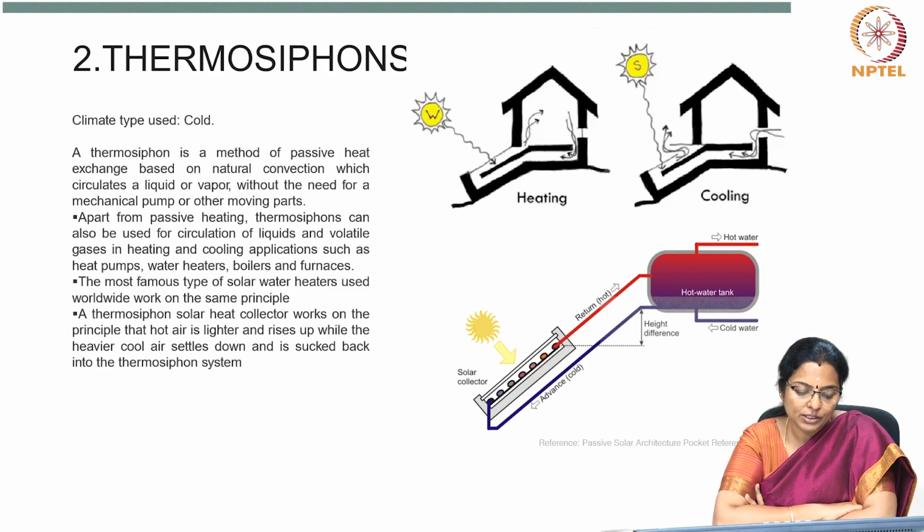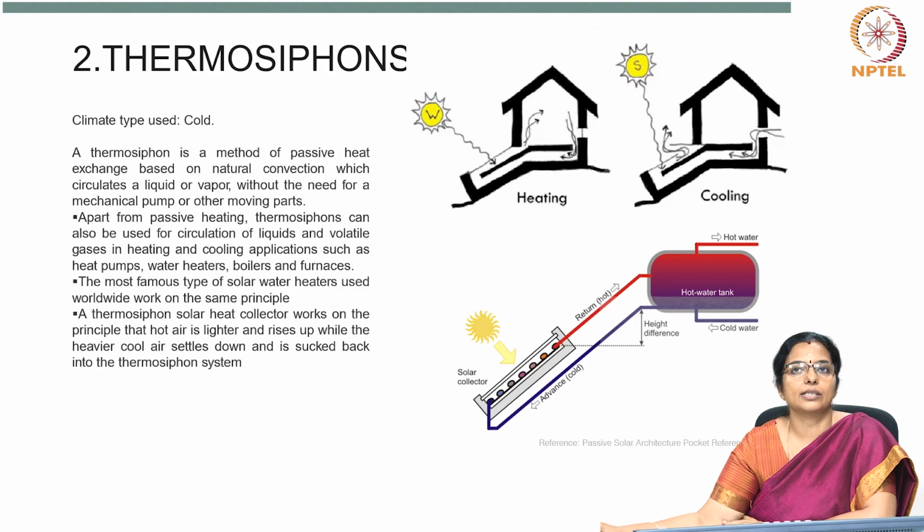A thermosiphon solar heat collector works on the principle that hot air is lighter and rises up, while the heavier cool air settles down and is sucked back into the thermosiphon system.